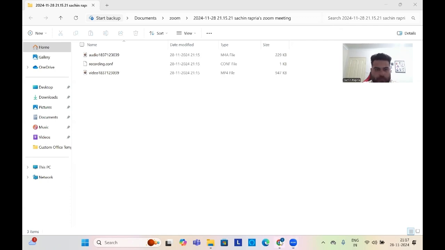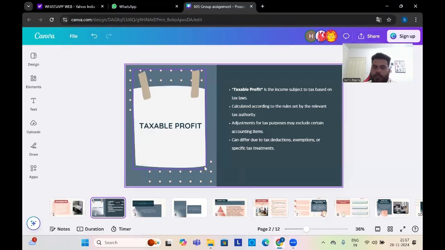Here in the taxable profit, we can say taxable profit is the income subject to tax based on tax laws. So it depends mainly on the tax laws. It is calculated according to the rules set by the relevant tax authority. And adjustments for tax purposes may exclude certain accounting items.